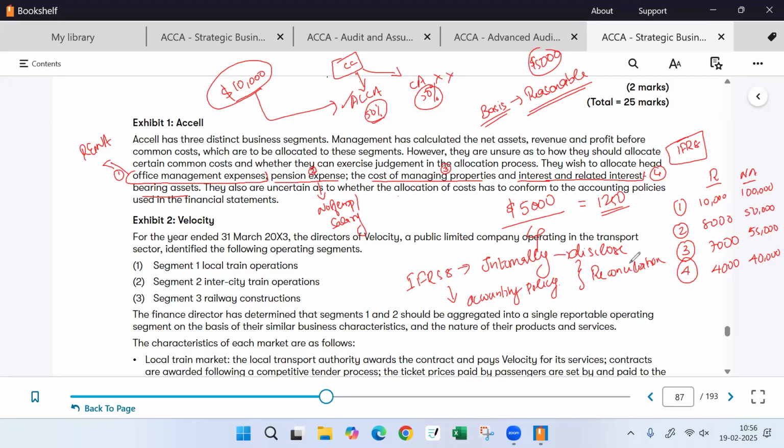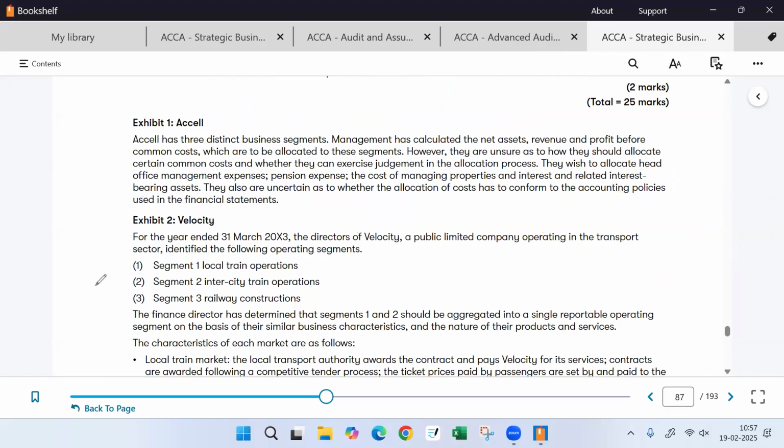You understand? So there has to be reconciliation between the IFRS 8 reported segment and the accounting policy. So the first one, right? The answer that you have to write is that, for the first exhibit, the expectation is that you explain how you will report these segments.